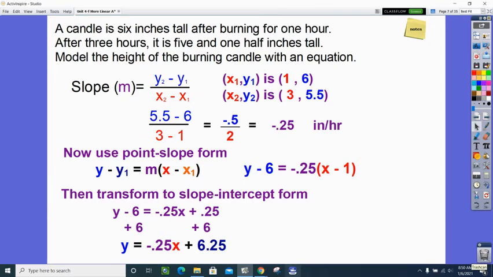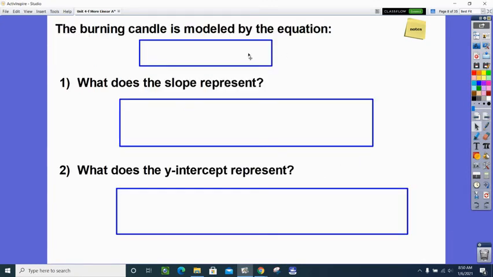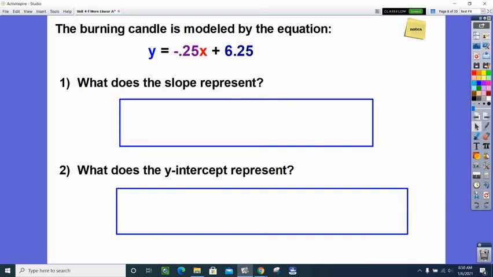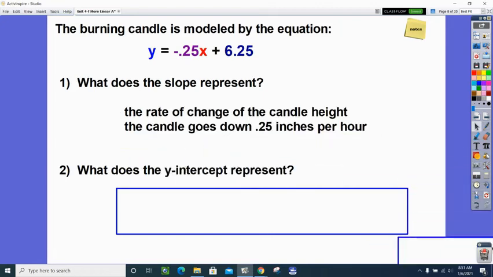slope-intercept form. Okay, so let's talk about this a little bit further. I had that covered up, but there it is. All right, what is the slope? What does this minus 0.25 mean in terms of the candle? That is the rate of change. It's telling you how the candle is going down. This is one of those wider candles, if you know what I mean. It's not like a birthday candle, because it's dropping 1/4 of an inch per hour. It's just telling you how that candle height is changing, going down 1/4 of an inch per hour. What does this y-intercept represent?